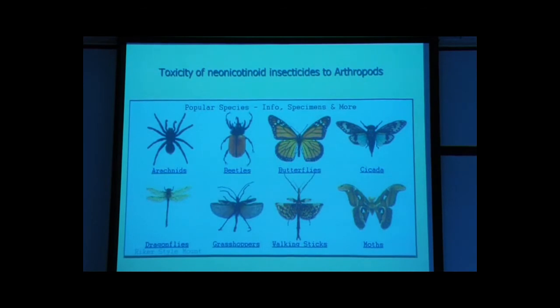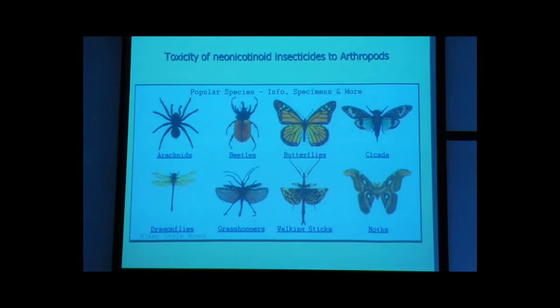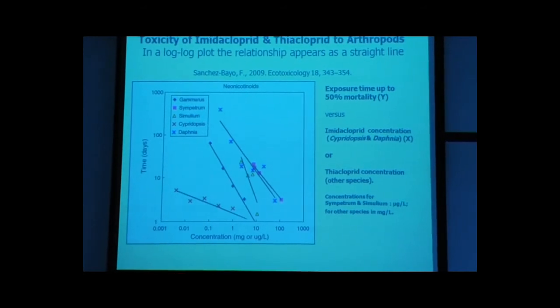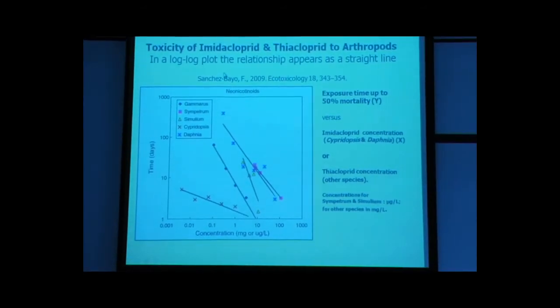Now then, let's come to the toxicity of neonicotinoid insecticides to arthropods. The toxicity of imidacloprid and thiacloprid, neonicotinoid insecticides, to arthropods shows very much the same dose-response relationship as we've seen for chemical carcinogens. In a log-log plot, the relationship appears as a straight line: the concentration of the toxicant here and the time up to a lethal effect on the y-axis.